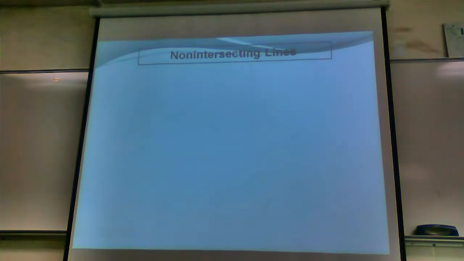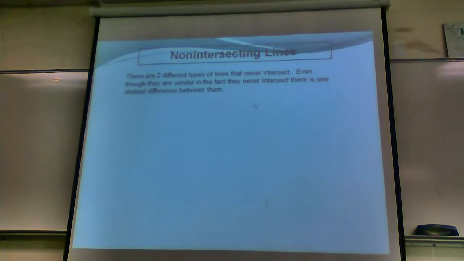The other one, the word was actually on, I think, the review packet for the last chapter. The word came up, and that was skew. I think a couple of people asked me about it. But for the non-intersecting lines, they're technically equivalent: parallel and skew.